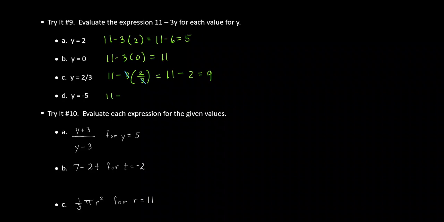And 11 minus 3 times y, and y is -5. Notice we're starting out exactly the same. We put the parentheses around the number we're plugging in. Just once again, good to do it that way to keep everything straight. So 11 and then -3 times -5 is a positive 15. So you get 26.